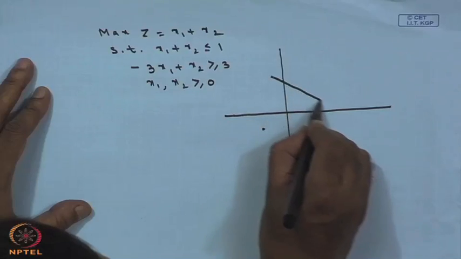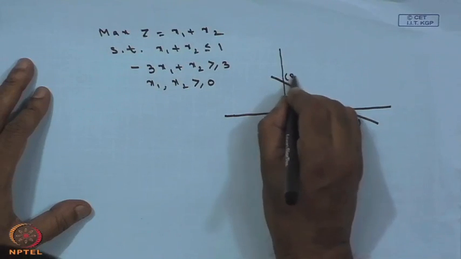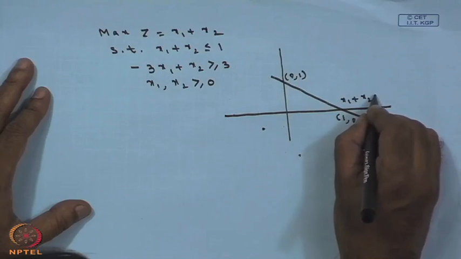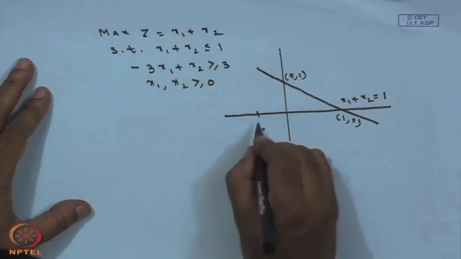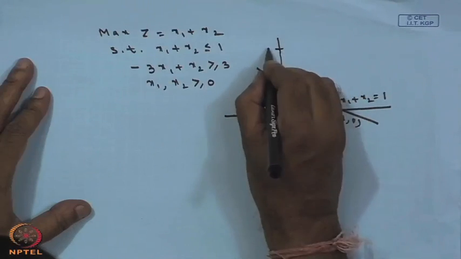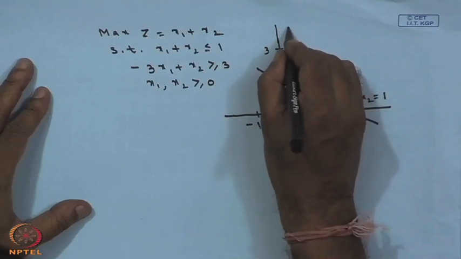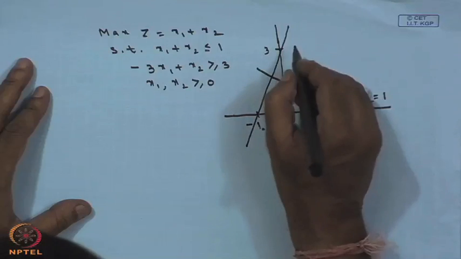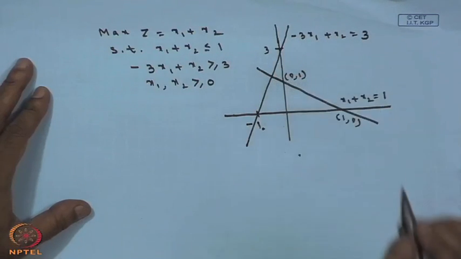There will be a line like this. I am not plotting everything now: (1, 0), and this will be (0, 1). This is the line x1 plus x2 equals 1. Here there will be a point minus 1, and somewhere here there will be a point 3. So, this is the thing. So, there will be another line like this. This line is minus 3 x1 plus x2 equals 3.